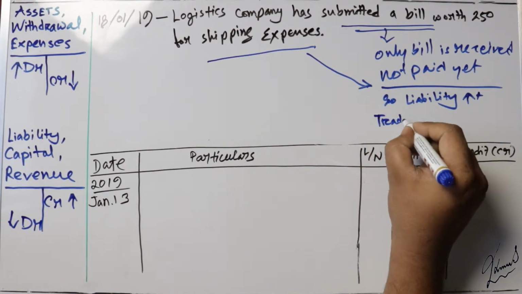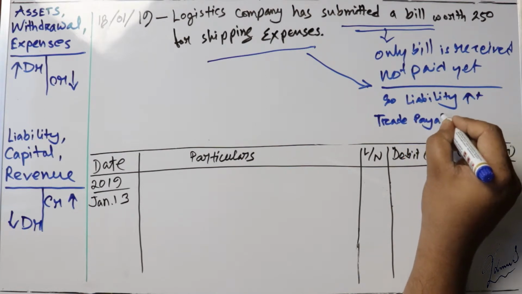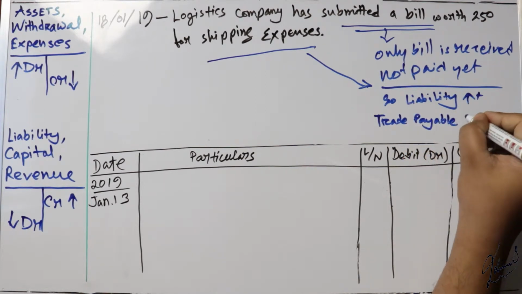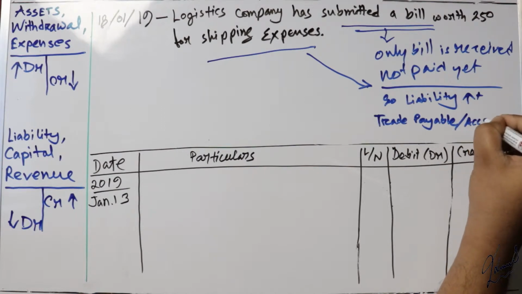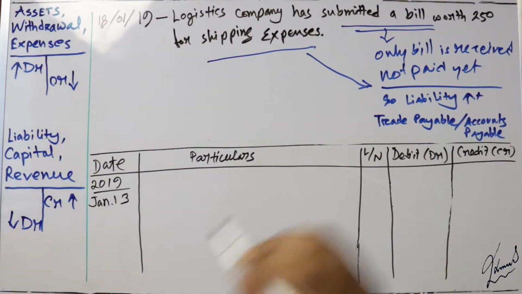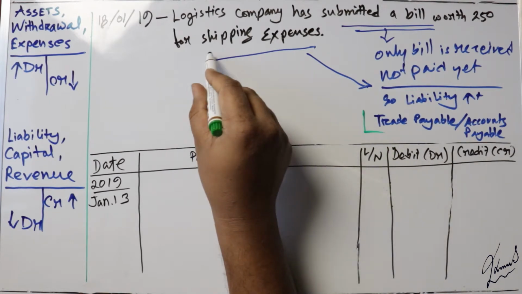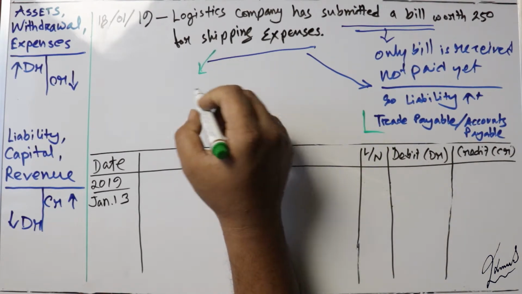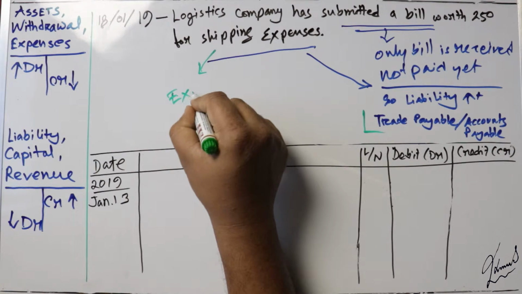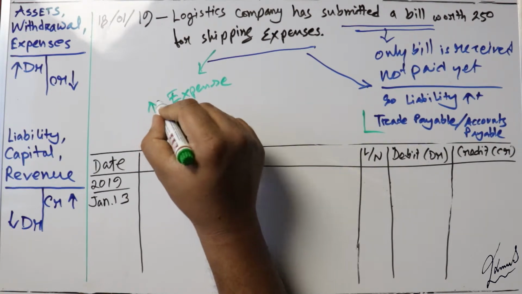So what will be the term of the account? We can put it under trade payable or we can put it under accounts payable. Here I prefer to use trade and other payable. So this is the credit account because liability has increased, and then we also have an expense which has increased, that is shipping expense. So when expenses increase, they are debit.